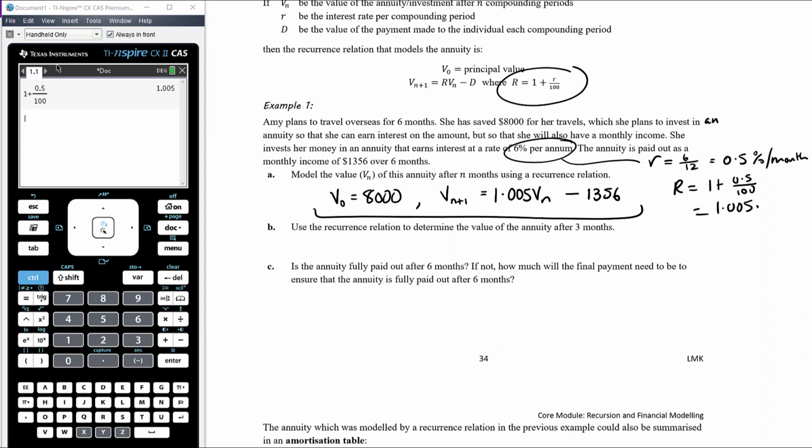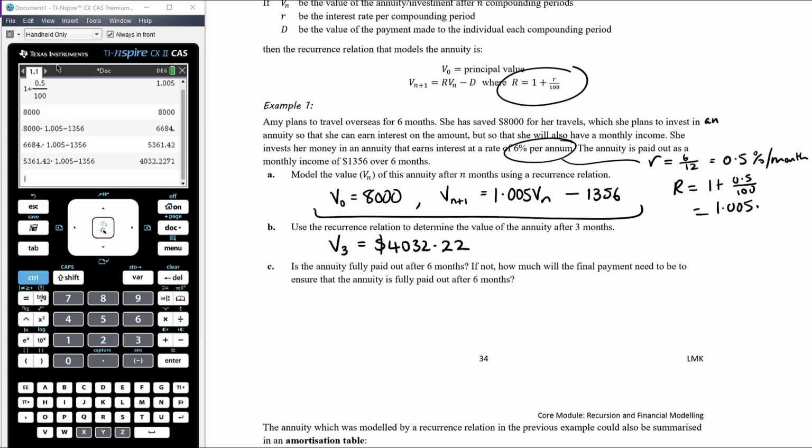Part B, we want to use the recurrence relation to determine the value of the annuity after 3 months. So after this has happened 3 times. Let's use our CAS to generate the recurrence relation. So 8,000 and press enter. Then we're going to multiply by 1.005 and subtract 1356. So after 1 month, 2 months, 3 months, after 3 months, the value of the annuity is $4,032.22. Remember she wants to use this over a 6-month period. After 3 months, she's got about half of the money left, so that seems to be working out well.